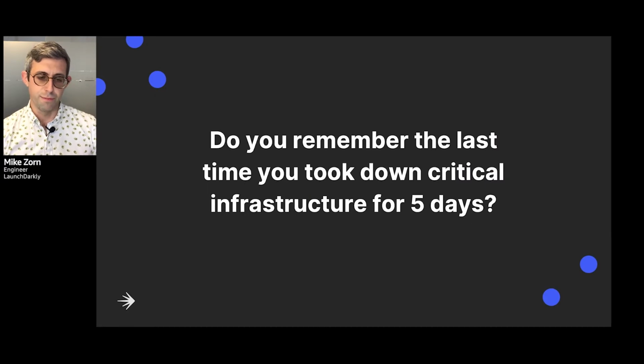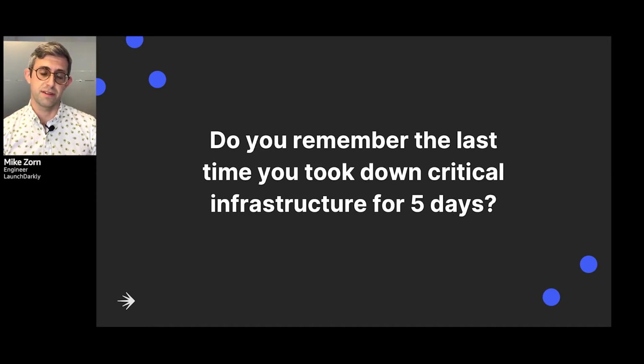So do you remember the last time you took critical infrastructure down for 5 days? In today's software industry, you probably don't. If your product has an SLA of 4 nines, which isn't uncommon, that means you can have 52 minutes of downtime a year. But at the same time, do you remember the last time you built a system that ran continuously for more than 50 years? Probably don't. Cloud infrastructure is something that changes pretty fast.